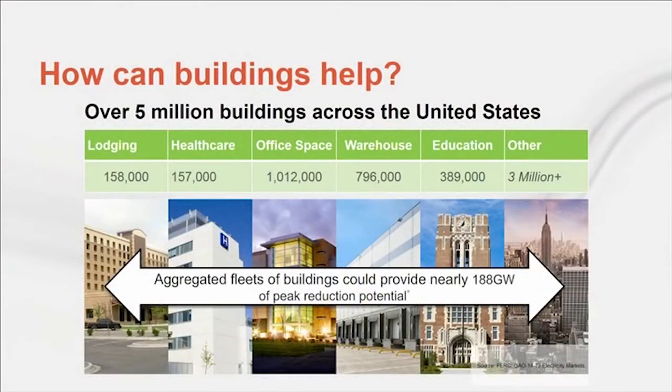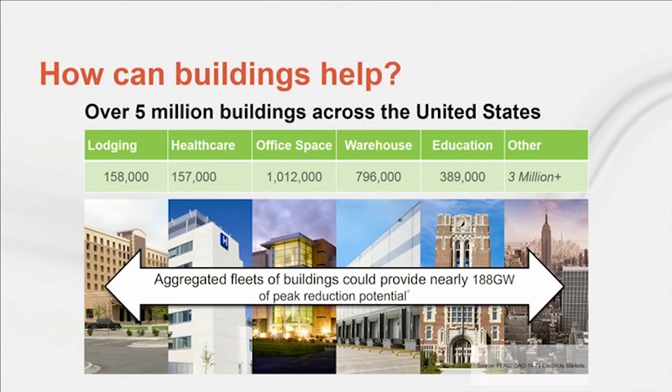The U.S. Energy Information Administration estimates over 5 million commercial buildings are in the United States. Aggregating these buildings into fleets of buildings means they can provide significant opportunities to balance the grid just as large industrials do today. As a matter of fact, FERC estimates that in a full participation scenario, over 188 gigawatts worth of peak reduction is possible using buildings as a resource. That is equivalent to over 2,500 peaking plants. Clearly, there's great potential for commercial buildings.